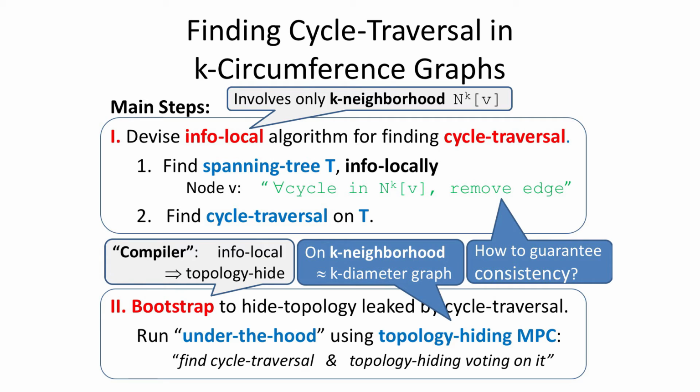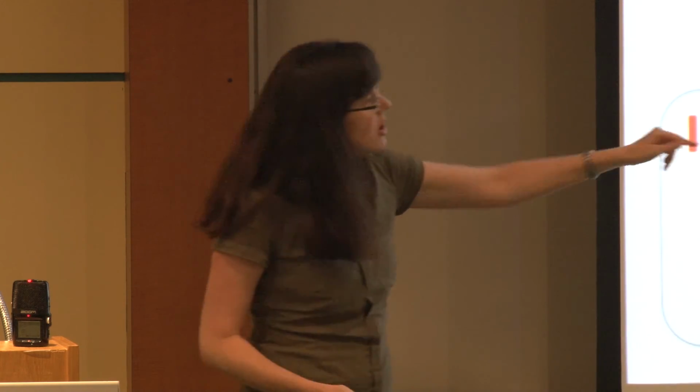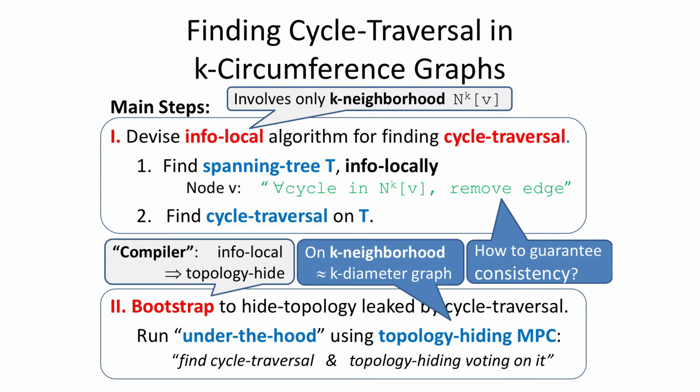So we're going to bootstrap. What I mean by bootstrap is that you're going to do all that under the hood. Under the hood, we're going to find the cycle traversal and do the topology hiding voting, where to do that, we're going to use topology hiding MPC. And you could say, how can you use topology hiding MPC? That's what we were trying to do. But note, we're going to do it only on the k-neighborhood. And the k-neighborhood is sort of like a k-diameter graph, where we have topology hiding MPC from prior work. And this is actually more general. It is a compiler from every info-local algorithm to a topology hiding one.